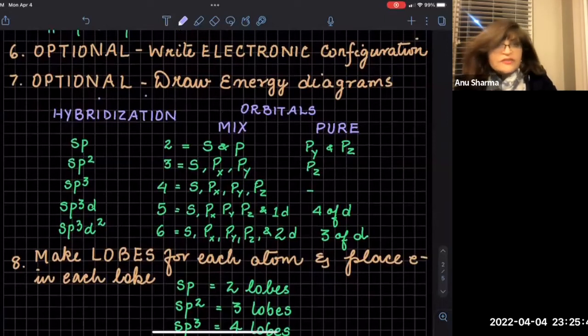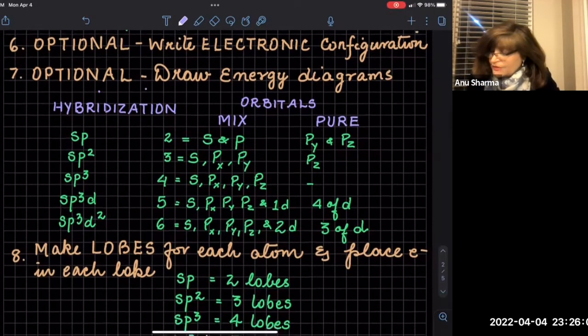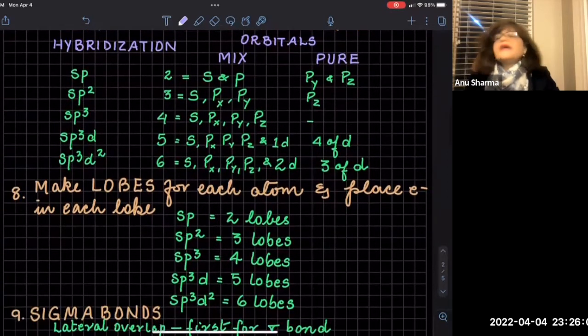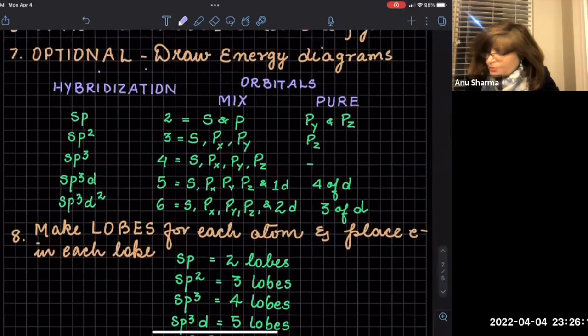Now, as I said, it's optional for you to write the electronic configuration. On a personal level, I like to do it because it gives you an insight into which electrons we are dealing with. Next is drawing the energy diagrams. Also, these are optional, but it's a very visualized way of looking at what's going on with the electrons here and which ones are mixing and which ones are free. So energy diagrams help you to look into that, but it's optional anyway.